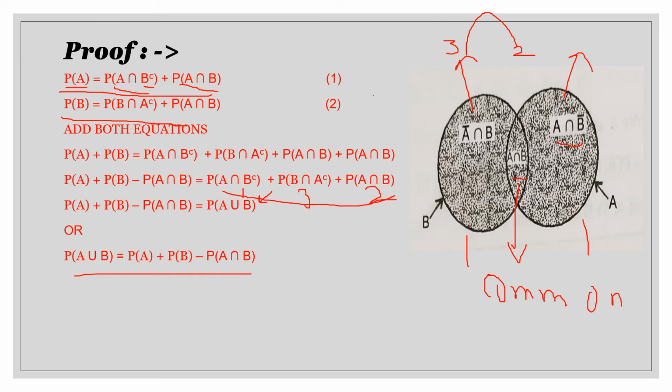Hence we have proved it here. In this proof, first of all, we made a Venn diagram. In the Venn diagram, we made three regions: one, two, three. Then we represented the probability of A in two parts, and we represented the probability of B in two parts. Then adding both equations, we simply get the proof of the addition theorem.